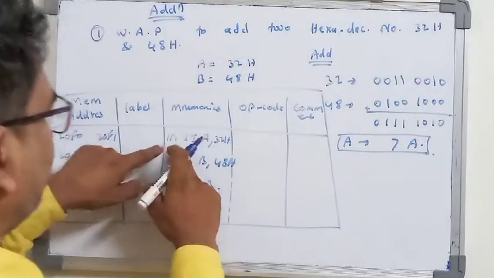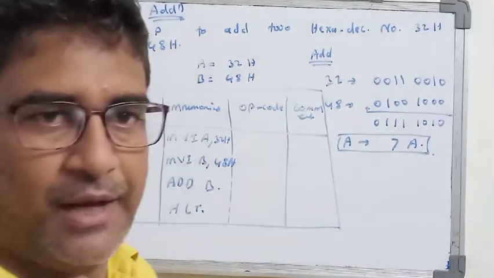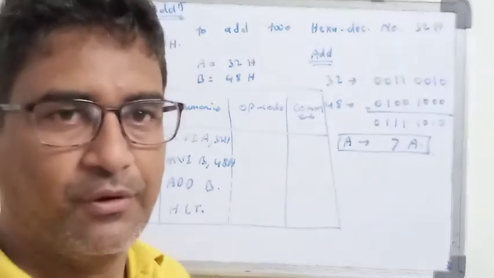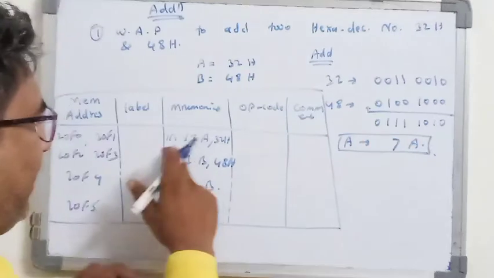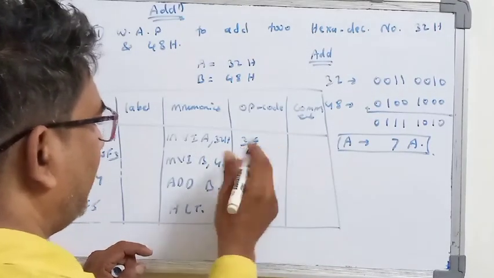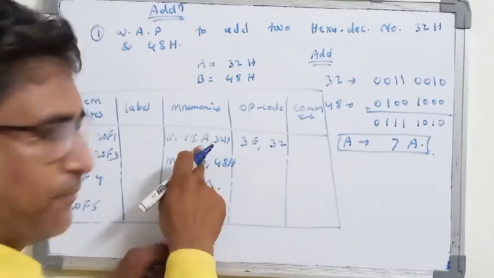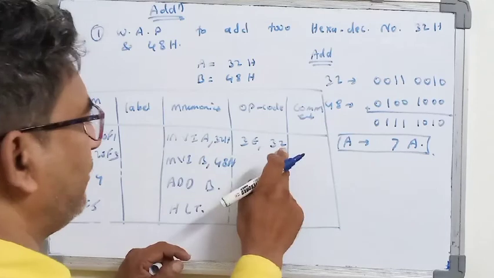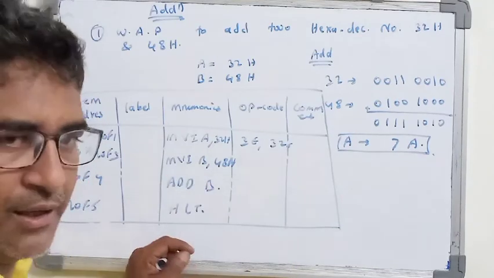Okay, then what is the code for MVI A? This code, you have to study from the back side of your book. It is also provided in the examination. So for MVI A, the code written is 3E. Okay, comma, this 32 number is assigned to this particular A. Okay, what is the number? 32. We have written 32H here.